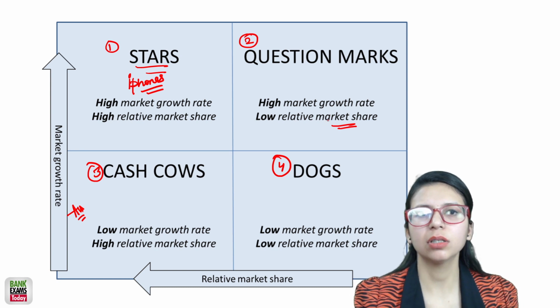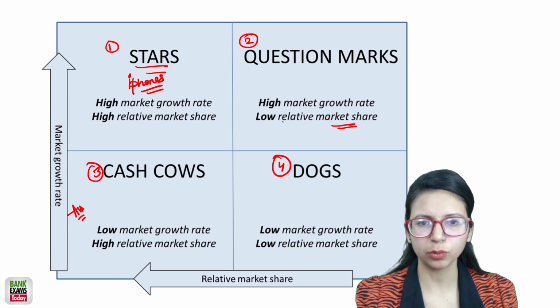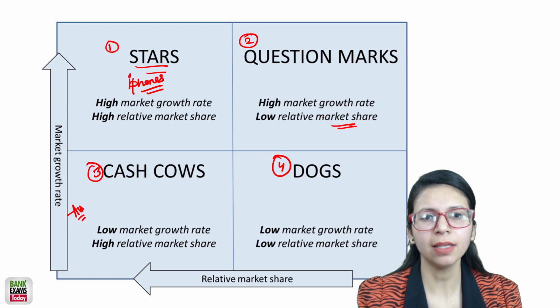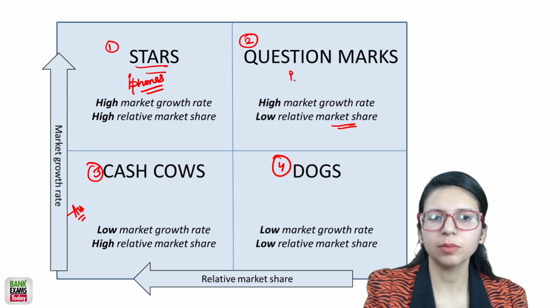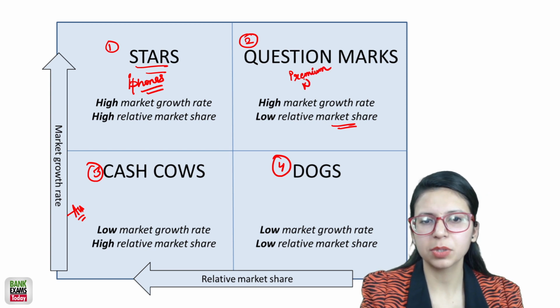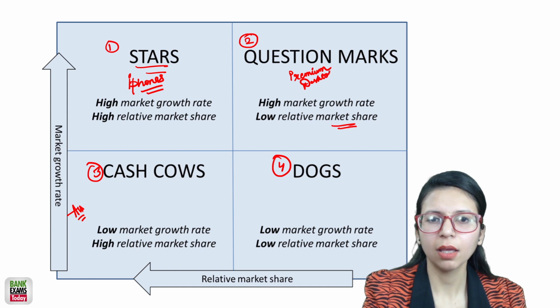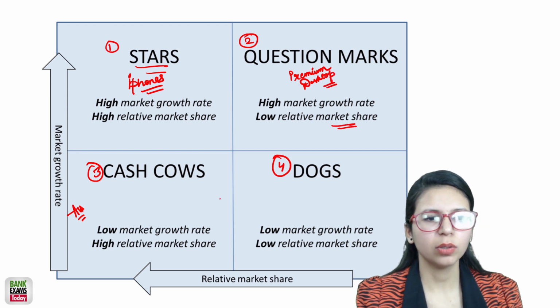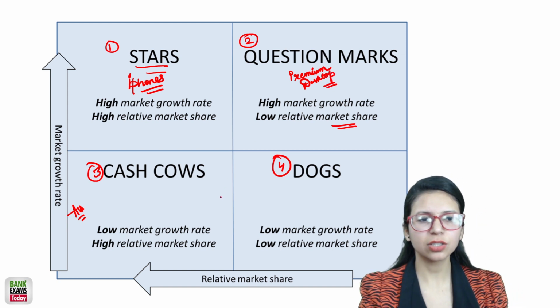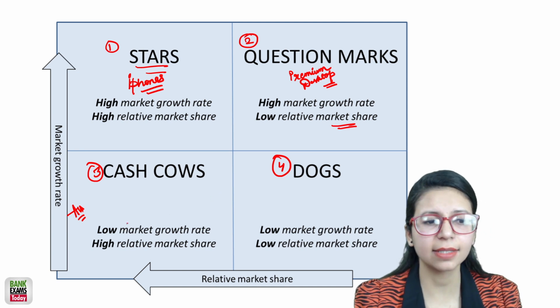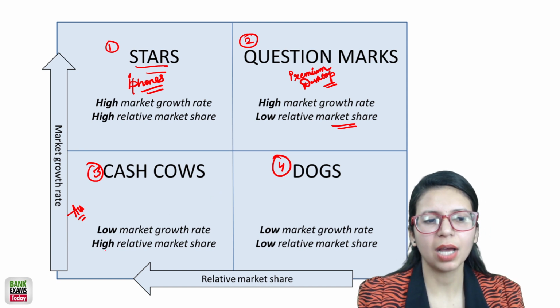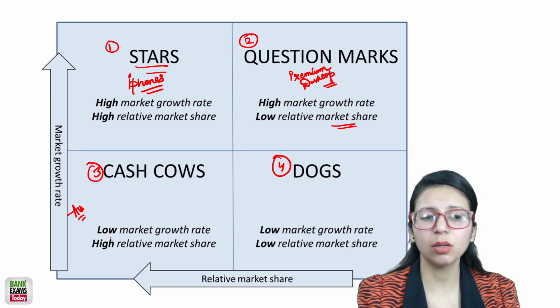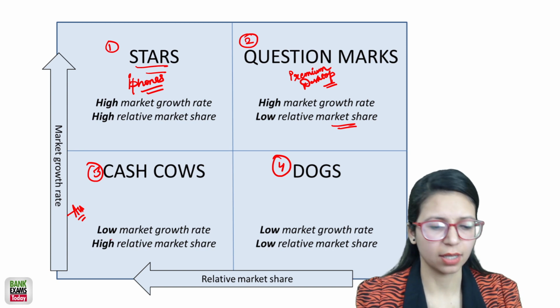They can grow these desktops in future and the growth rate is very high. So premium desktops is the example here, the Apple desktops. Now these cash cows again have a high market share but a low market growth rate.